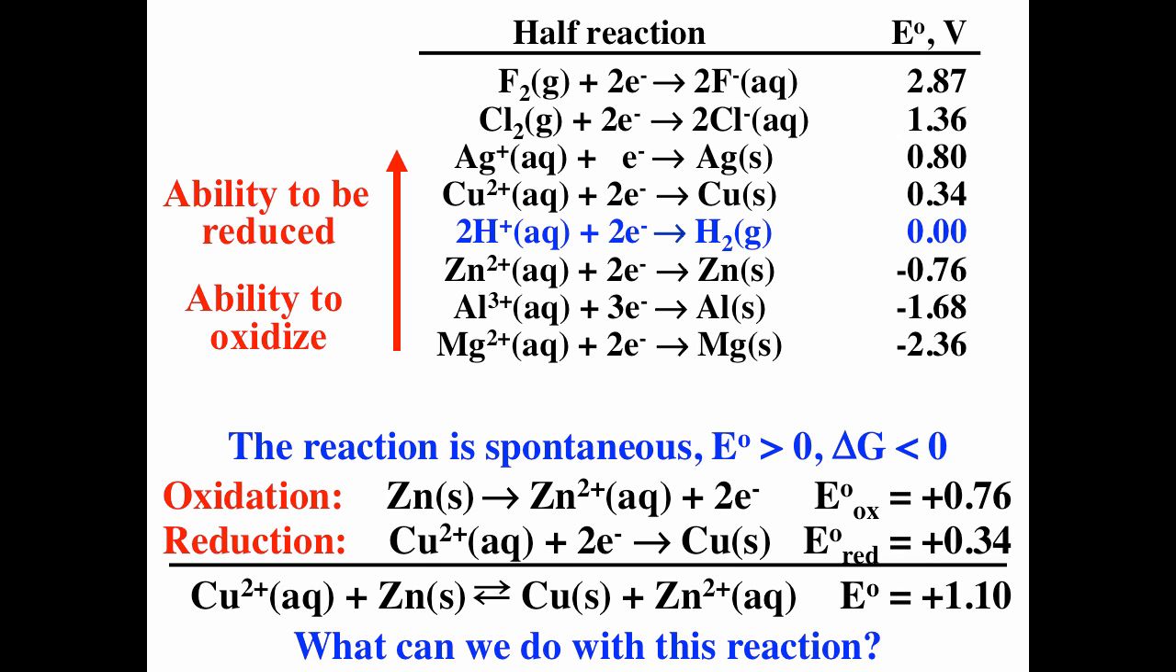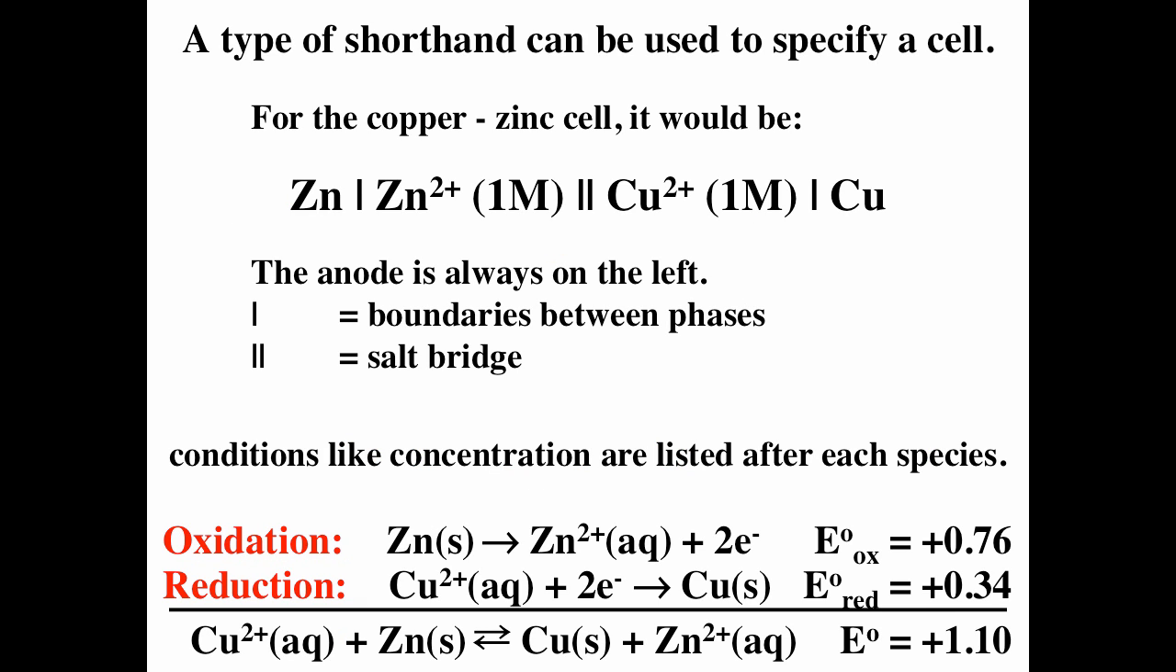Now, there's a special shorthand notation for cells. Here's that zinc copper cell. The electrodes go on the outside: zinc is the electrode, copper metal is the electrode. We have a single line that represents a boundary between phases, so zinc is a solid, and zinc ions are in a solution, so we have a single line. And then we have a double line for the salt bridge.